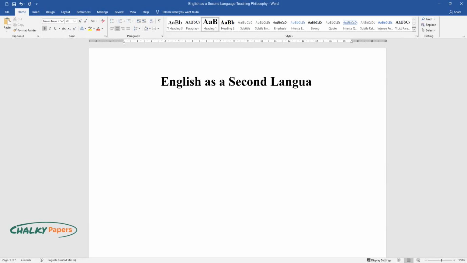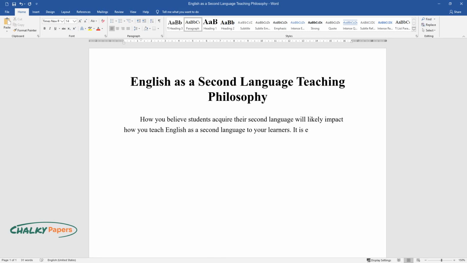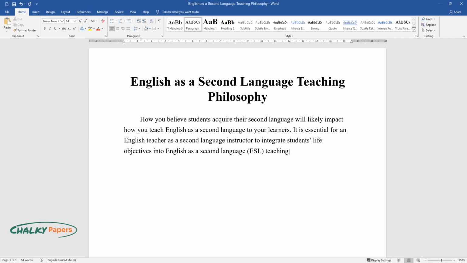English as a second language teaching philosophy. How you believe students acquire their second language will likely impact how you teach English as a second language to your learners. It is essential for an English as a second language instructor to integrate students' life objectives into English as a second language (ESL) teaching philosophy.